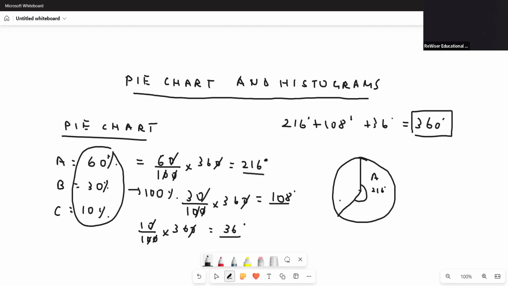Now, similarly, we have to plot 108 degrees. Obviously, 108 degrees will be greater than 90 degrees. So this is somewhere where we can say 108 degrees, and that's for B. The remaining 36 degrees is for C. So this is how we plot a pie chart. When the percentages or the ratio of the numbers are given, we calculate them as degrees and put them onto a circular diagram.